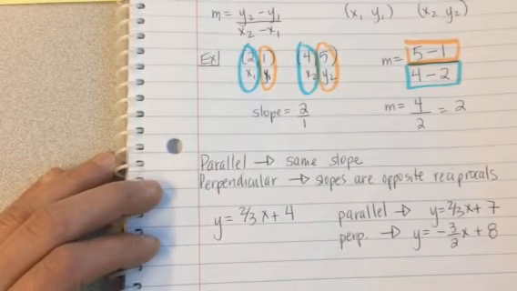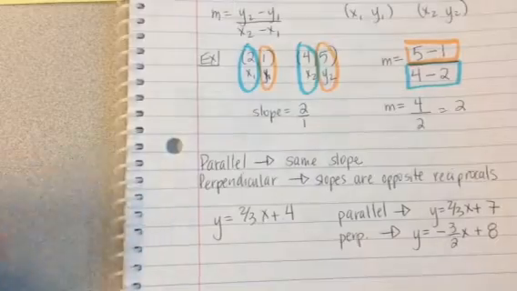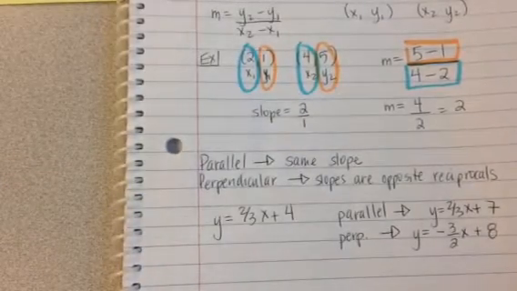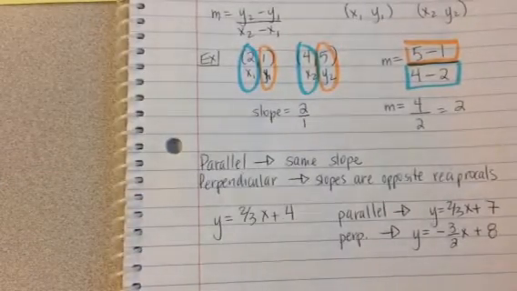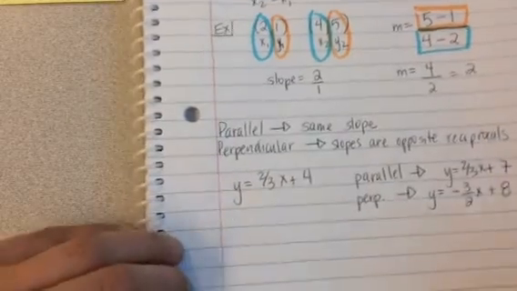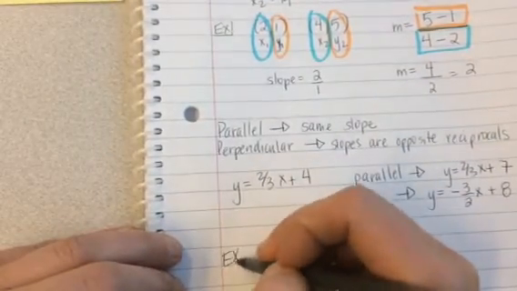it the same line. Often, though, we are asked to find a parallel line that goes through a certain point, or a perpendicular line that goes through the same point. So let's do an example like that.